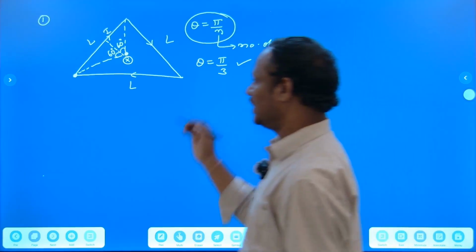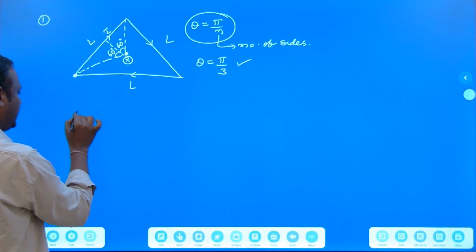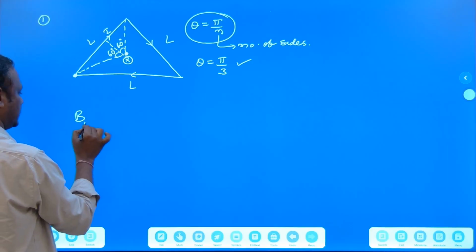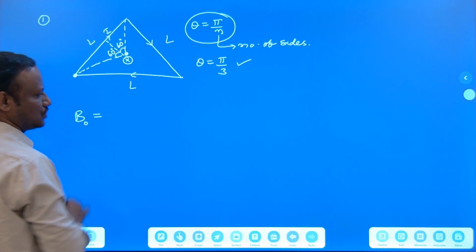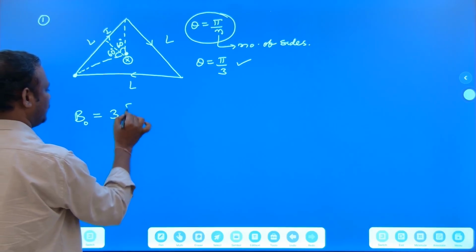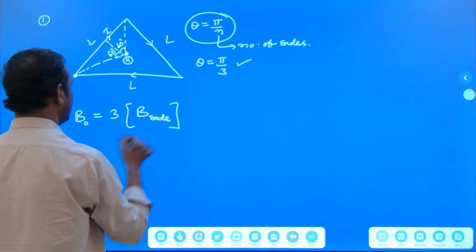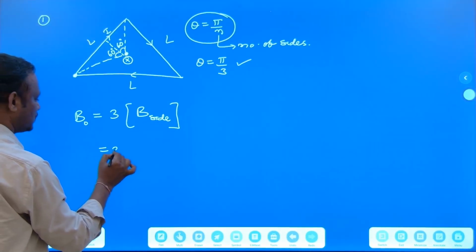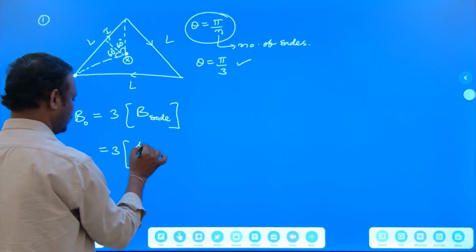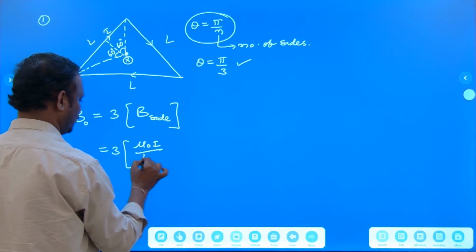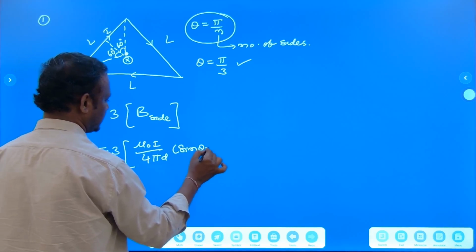Now I want to know the magnetic field induction at the centroid. At the centroid, B naught is equal to 3 times B side, the magnetic field induction due to each side. What is the formula for a side? Mu naught I by 4 pi d into sin theta 1 plus sin theta 2.